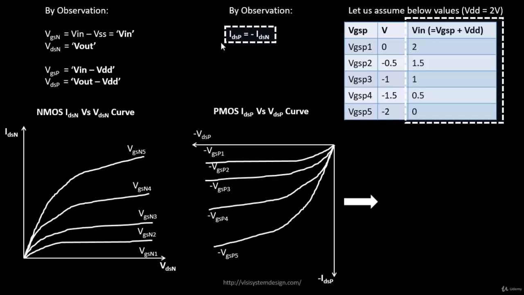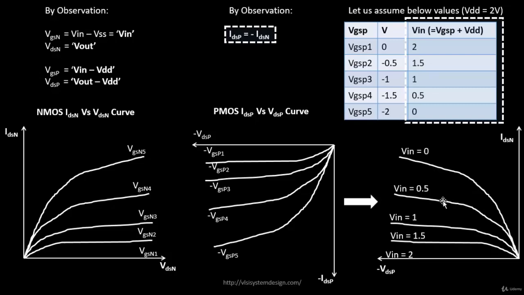We have these current values and these voltage values. Let's try to shift this particular curve, to move it as a function of IDSN and Vn. Basically, at every value of VGSP, for example over here, we will plot a value of Vn which is 2 volts. For VGSP2, which was negative 0.5 volts, we will plot something on this curve which is 1.5 volts. Let's see how the curve looks. This is how it looks.